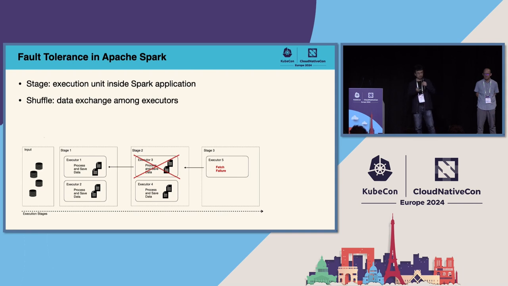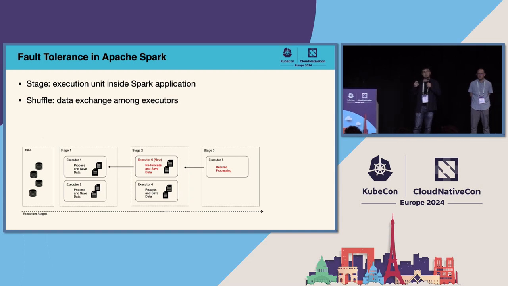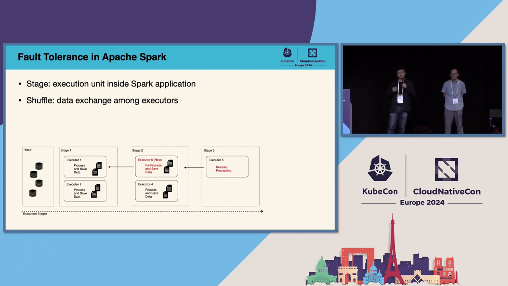For example, here there's an executor 3, and it dies, and executor 5 depends on executor 3. So what will happen? Spark will launch a new executor, like executor 6 here. This executor will reprocess the data. And now the next stage, executor 5, is happy. It can get data from there and continue running.